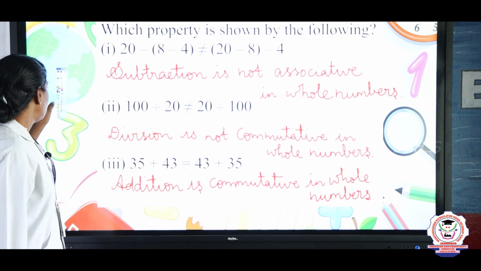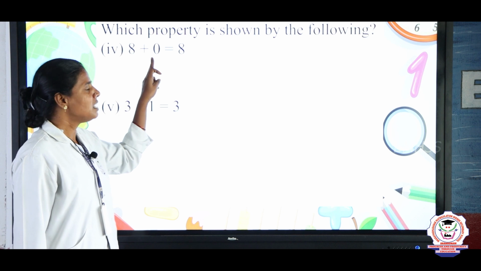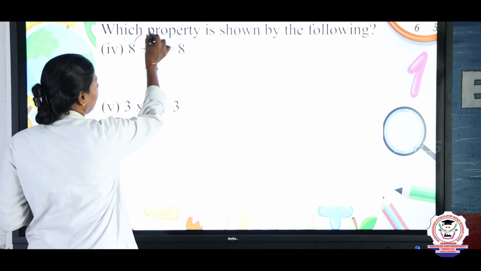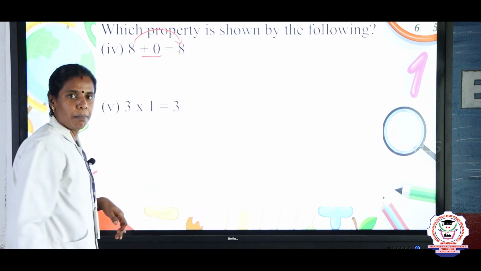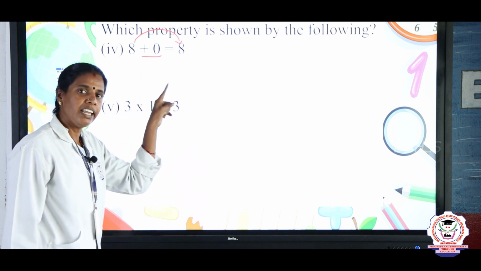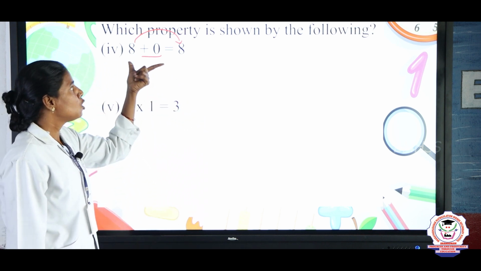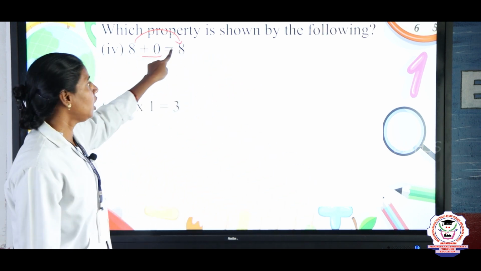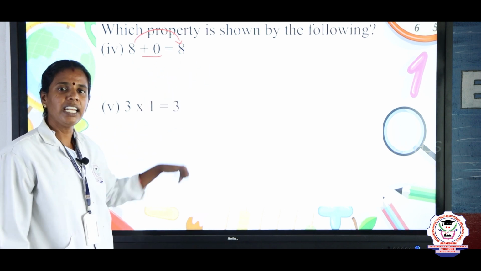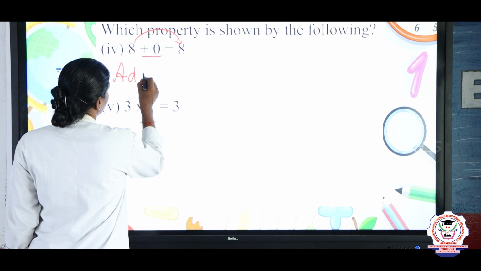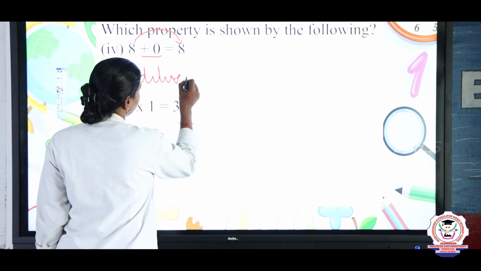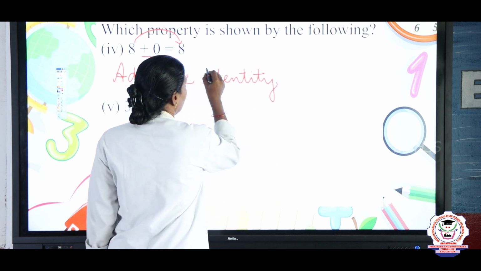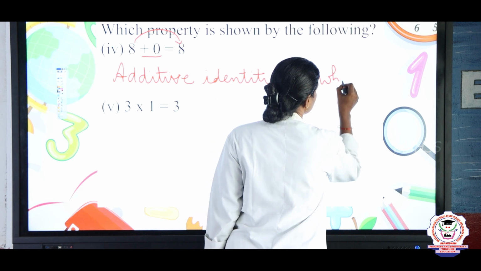The next two more questions are there. See, 8 plus 0 equal to 8. So what will be the property here? See the number 8, and when added with 0 we are getting the same number. So what property did I tell you? This is the identity with respect to addition. Yes. So what is the property here? 0 is the additive identity. So 8 plus 0 equal to 8 is additive identity in, yes, very good, additive identity in whole numbers.